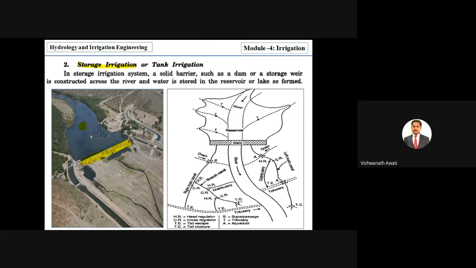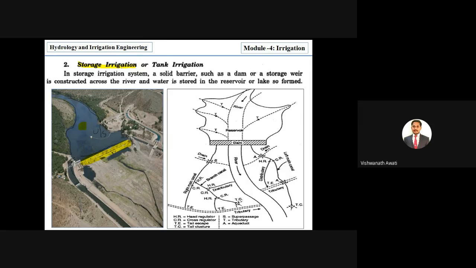So after storing, it will create some storage area. You can see here it is a storage of water in the upstream, and this stored water is released with a regulatory method like a sluice gate, and water is released to both the canals, the right bank canal and the left bank canal. And due to the storage of water, it is called storage irrigation.